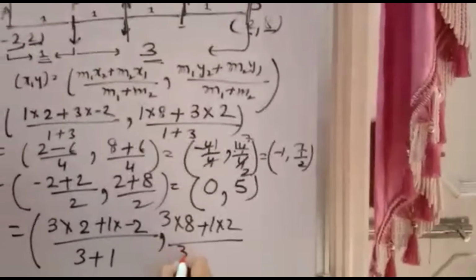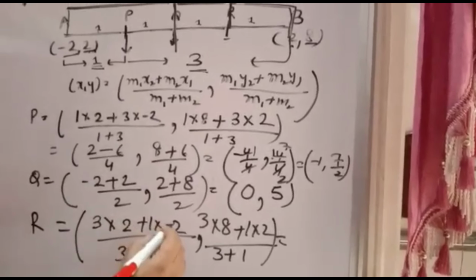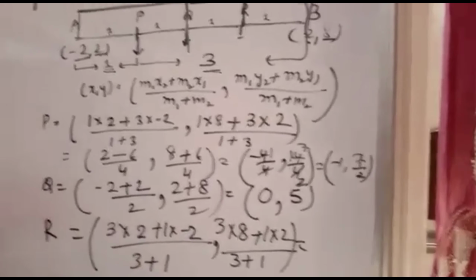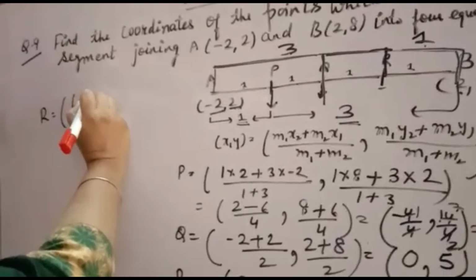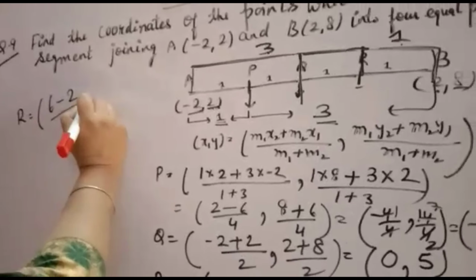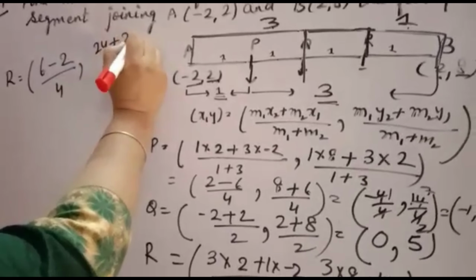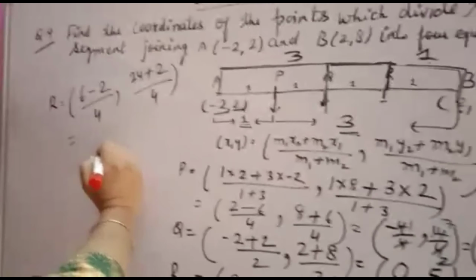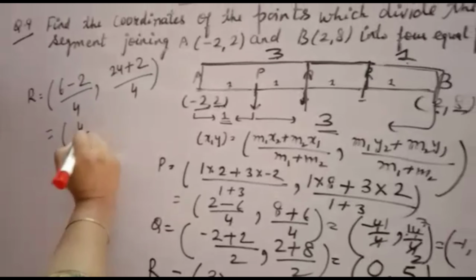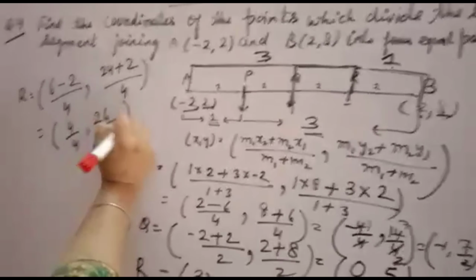So 3 plus 1 is 4. Now I am solving here. R will come: 3 into 2 is 6, 1 into -2 is -2, over 4. 3 into 8 is 24, plus 1 into 2 is 2, over 3 plus 1, 4. Now 6 minus 4, what will you get? 4. 4 over 4. And 24 plus 2, you will get 26 over 4.